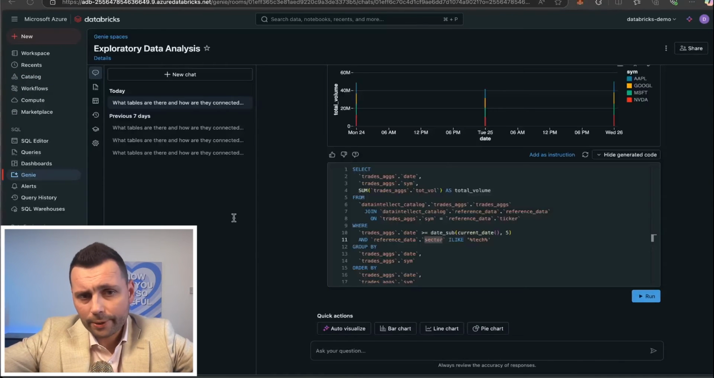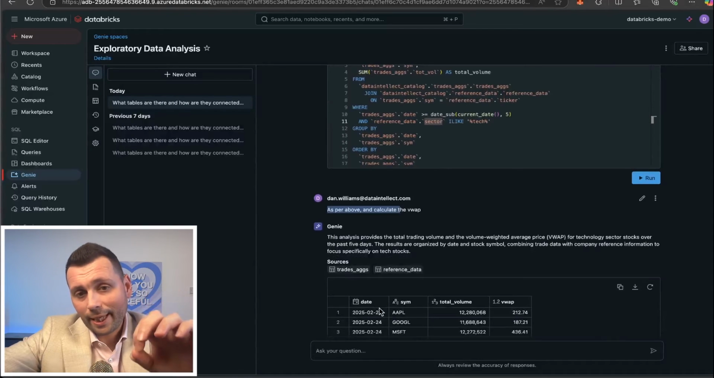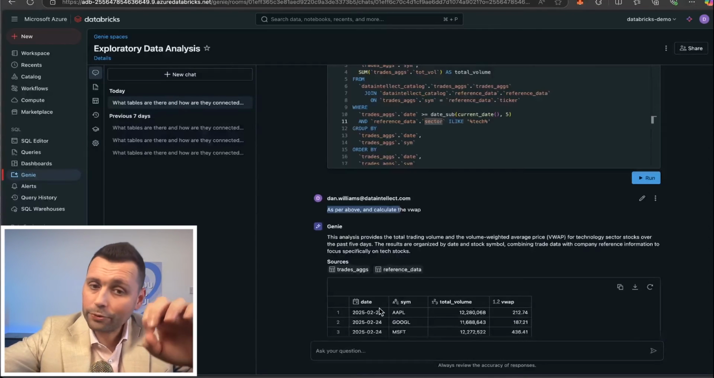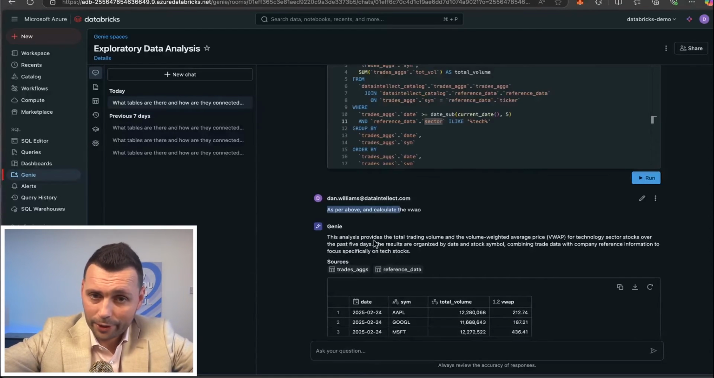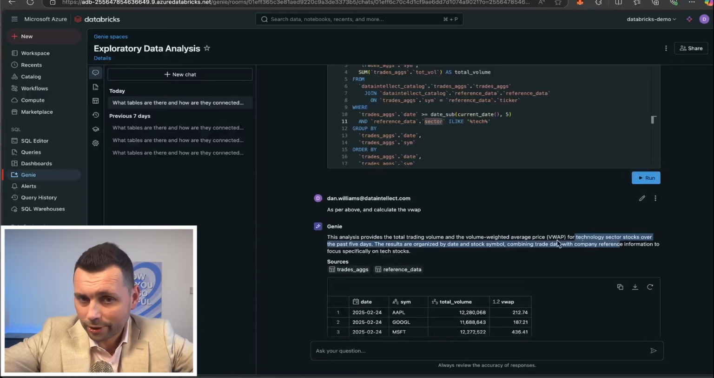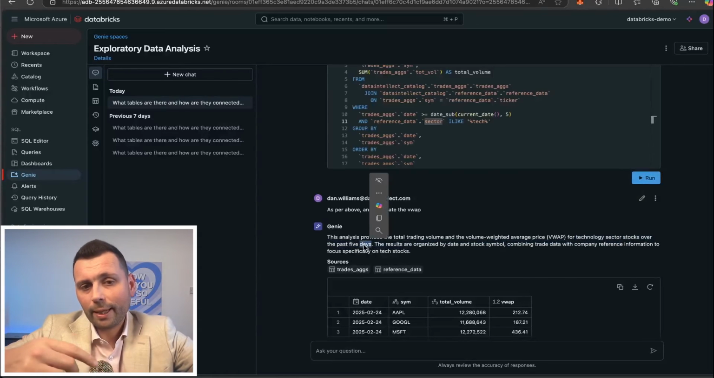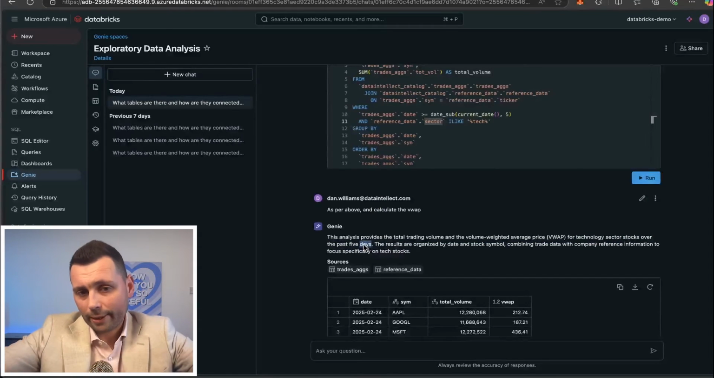The next question that I'm going to ask it is as per above, but calculate the VWAP. We'll see if Genie understands what the VWAP is and how to calculate this metric. This analysis provides the total trading volume and the volume weighted average price. So it understands that VWAP is the volume weighted average price, and it also looks at technology stocks over the past 5 days. So it kept on building on top of that query.